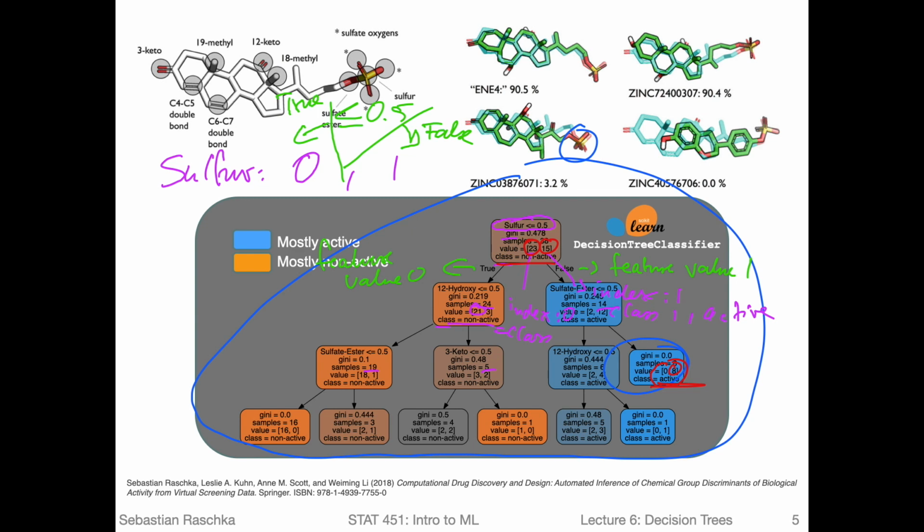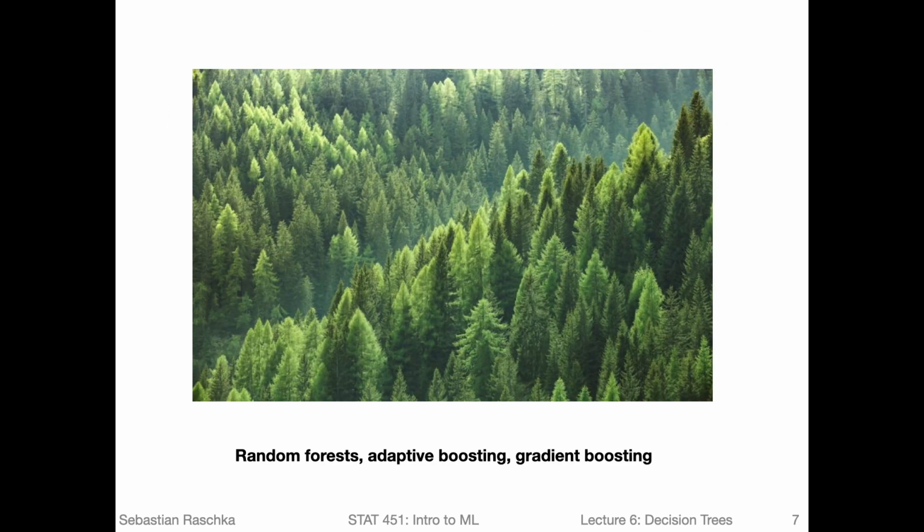Here, this was just more like an intuitive example of how we can apply a decision tree on a practical problem. Now, lastly, one more aspect about decision trees and why they are cool is that we can combine decision trees into so-called random forests or adaptive or gradient boosting algorithms, and these are ensemble methods. Ensemble methods are something we are going to cover in the next lecture, lecture 7. So decision trees form the foundation of random forests, adaptive boosting and gradient boosting, and we will take a look at that in the next lecture.